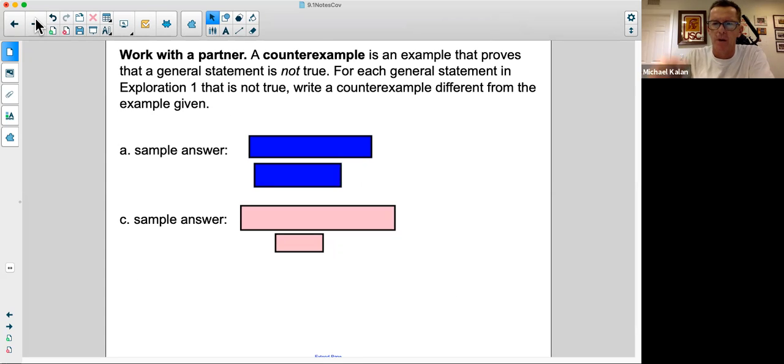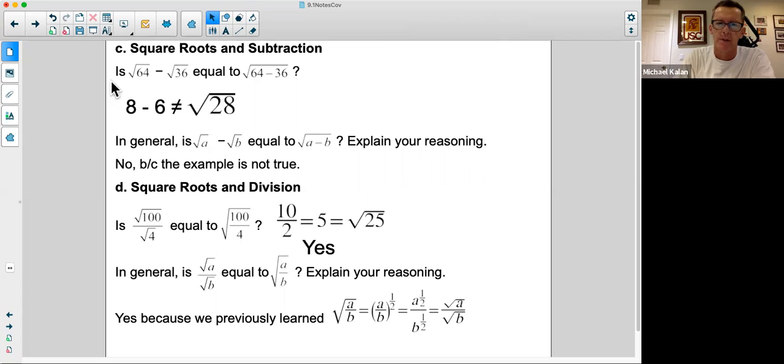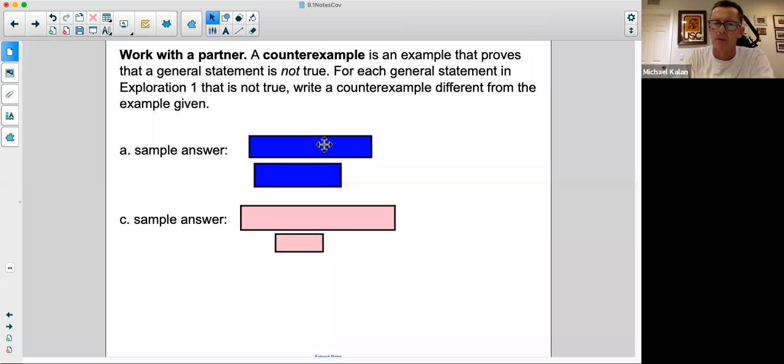All right, so again, a counterexample is an example that proves that a general statement is not true, right? Because if it's not true for everything, then it can't be a general statement. For each general statement in exploration one that is not true, write a counterexample different from the example given. In other words, they wanted you to write something like this that does not work. So go ahead and try doing one for subtraction and one for addition.